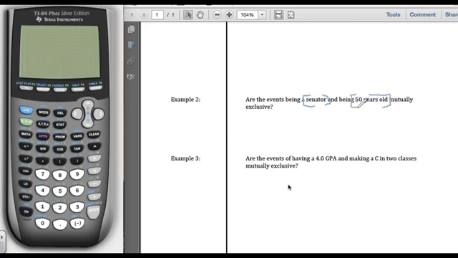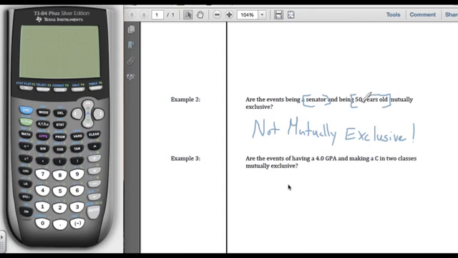Well, yeah, that's totally possible. I'm sure there are senators today who are 50 years old. So because you can be in both at the same time, these are not mutually exclusive. There's an overlap here. You can be in this category and you can be in this category at the same time.